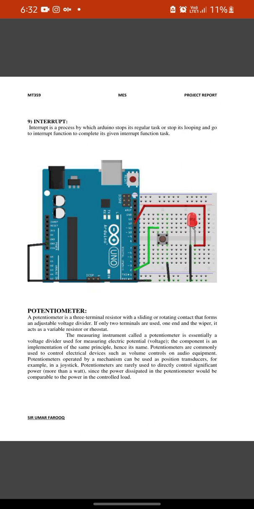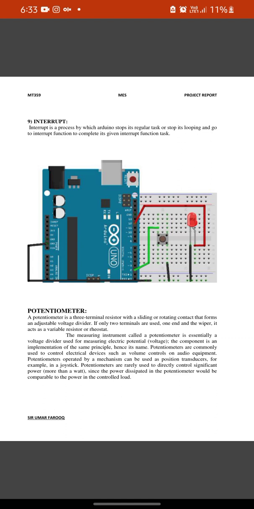Then comes the interrupt. An interrupt is a process by which Arduino stops its regular task of looping and goes to the interrupt function to complete its given interrupt function task. An interrupt usually blocks the Arduino for some time. It acts like a reset button, but it will not reset all the information. It will only stop the Arduino for a while and then carry on the process.